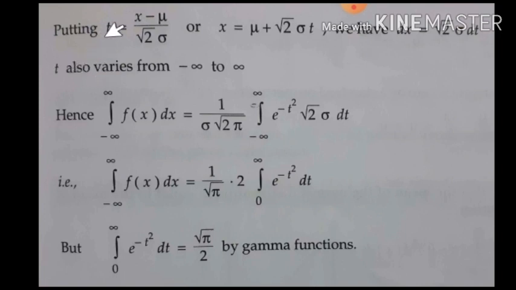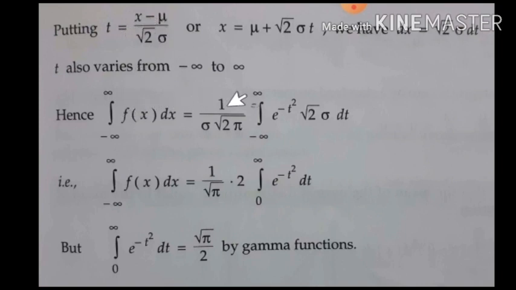When we substitute any element, the limit was in terms of x. Now we are substituting it in terms of t. So t varies from where to where? When x is varying from minus infinity to plus infinity, t also varies from minus infinity to plus infinity. That simplification is not shown, it is directly understood.